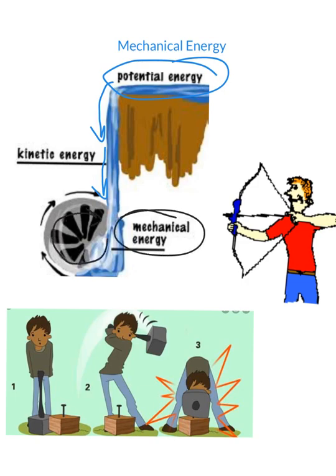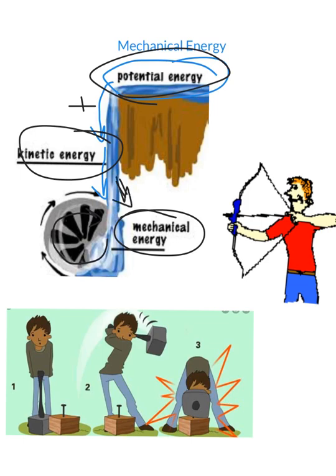Now, if I wanted to know what the mechanical energy is, we would just figure out what was the potential energy and what was the kinetic energy. We'd add them together, and that would be mechanical energy. So in this scenario, you could say that the potential energy of the water was turning into kinetic energy, and when it hit the wheel, they added together and it turned into mechanical energy to make the wheel move.